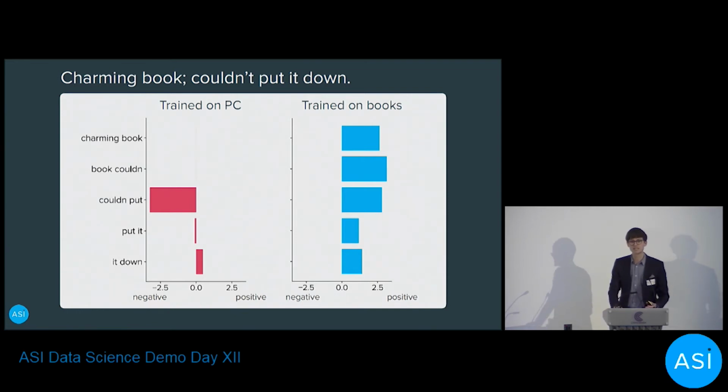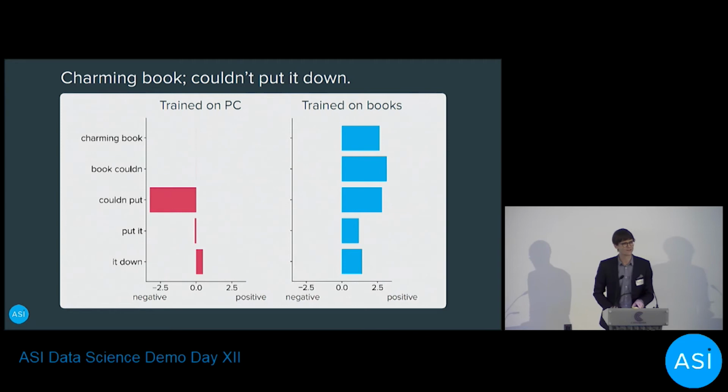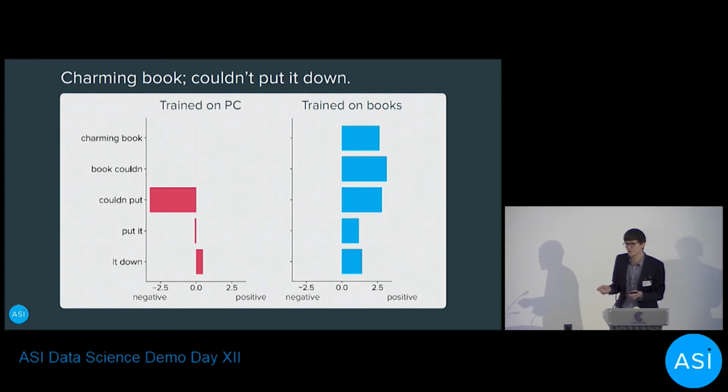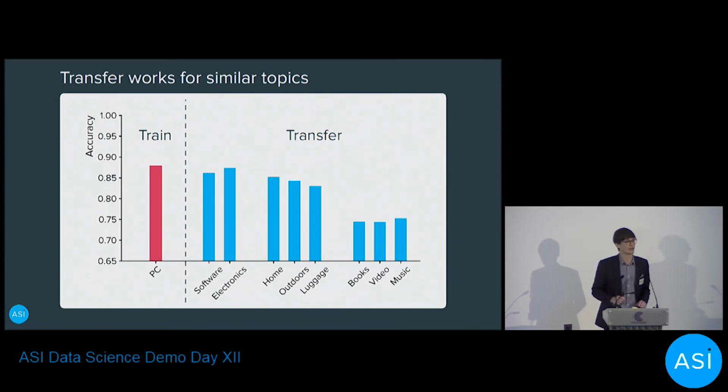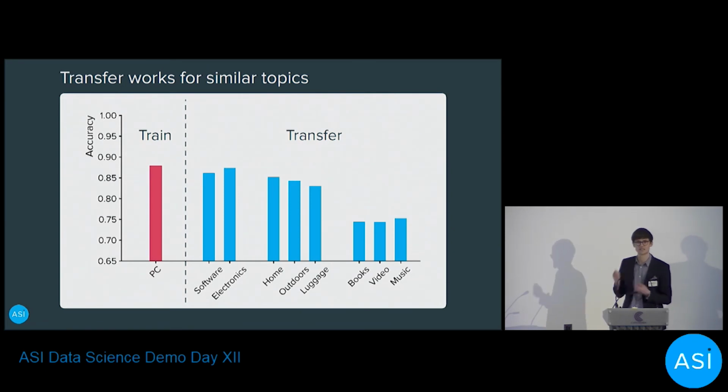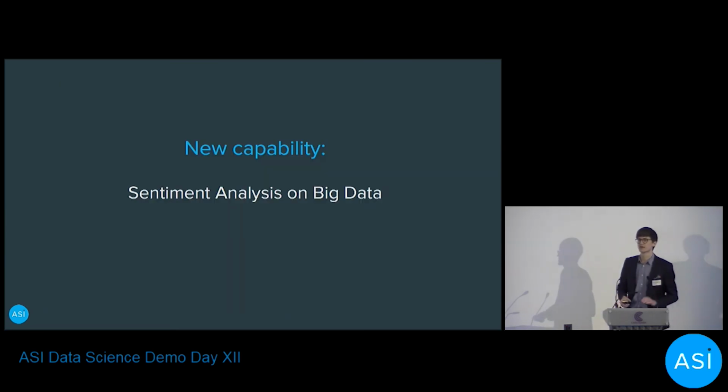A model that was trained on PCs has never heard of a charming book before. And it thinks that not being able to put the book down must be a bad thing, because in the PC world, not being able to do something is really bad. A model that was trained on books, on the other hand, knows that a charming book is good. And it knows that not being able to put the book down is good, because that means you're really interested in it. But this doesn't mean that transfer never works. In fact, as you can see, training on a PC model and then transferring to software and electronics works surprisingly well. So as long as you ensure that the topic of the data set is similar, you can transfer your model successfully.